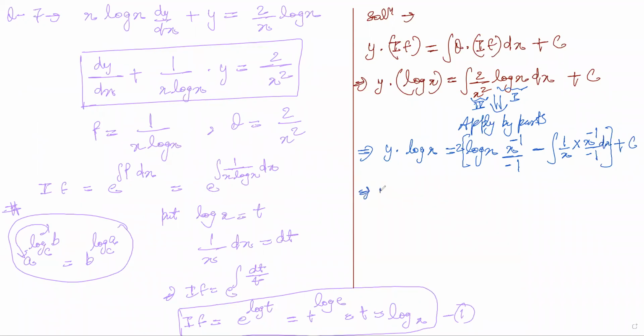So this becomes y into log x is equals to twice of, this is minus log x by x, right? This is minus 1. This is x to the power minus 1, which becomes 1 by x. So this is minus log x by x minus, sorry, this is also minus 1, this minus, this becomes positive, and this is x to the power minus 2. Now x to the power minus 2 is x to the power minus 1 by minus 1, plus c.